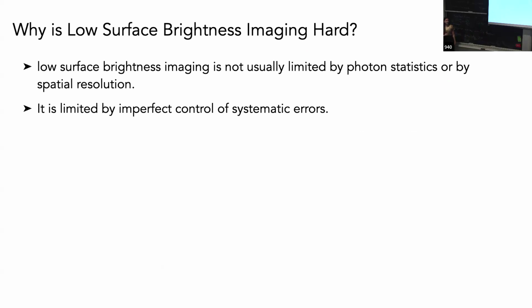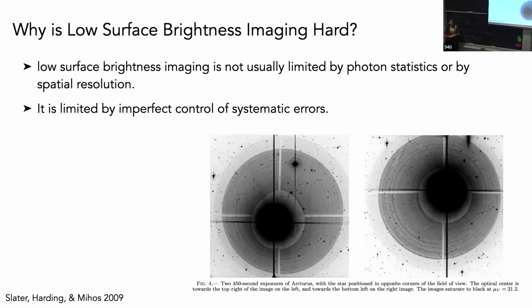Why low surface brightness imaging is hard. So it used to be that you needed more photon statistics, right? You're just not going deep enough. But there is another problem, which is that other than photon statistics, there is an issue with systematics. And this is how it looks.